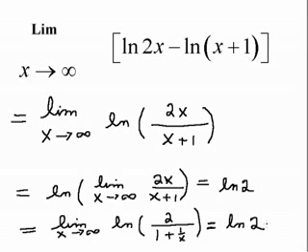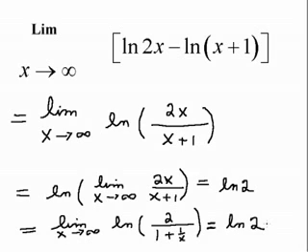Then we can say that the natural log is a continuous function, so as x approaches infinity, the limit as x goes to infinity of this natural log function is the natural log of the limit of the function. For 2x over x plus 1, we apply L'Hopital's rule, which gives us 2 over 1. So it's the natural log of 2.